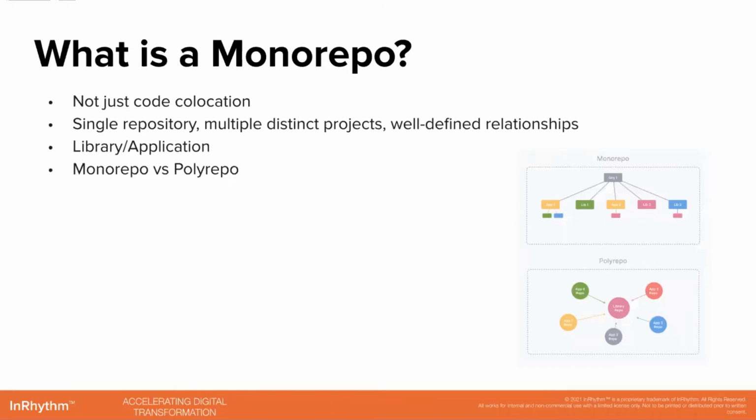When people hear the term monorepo, they often think of an application where all the dependencies are located in the same GitHub repo. This, however, falls into the category of a monolith instead of a monorepo. Having all the code in one repository is not enough to make it a monorepo. A monorepo is a single repository containing multiple distinct projects with well-defined relationships.